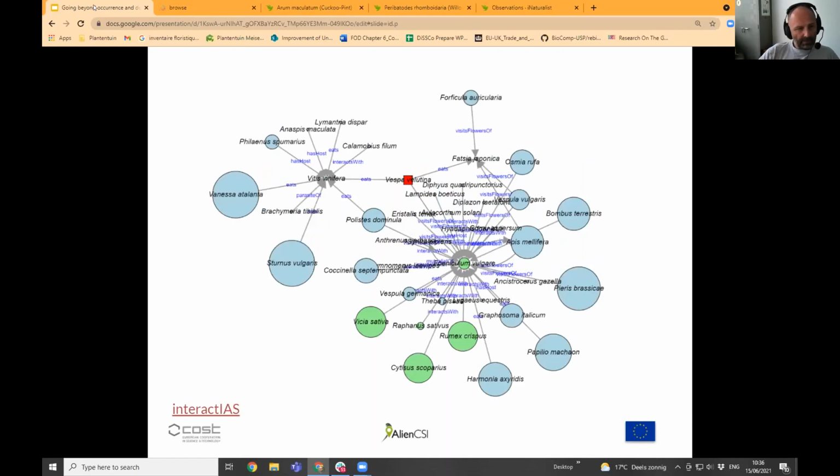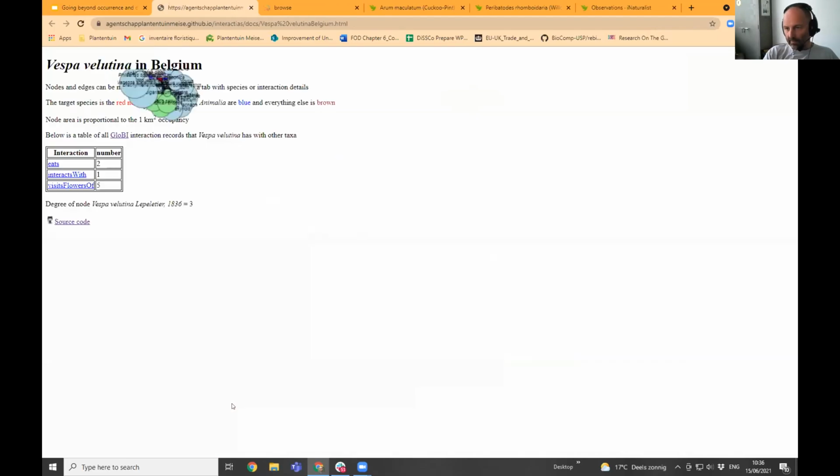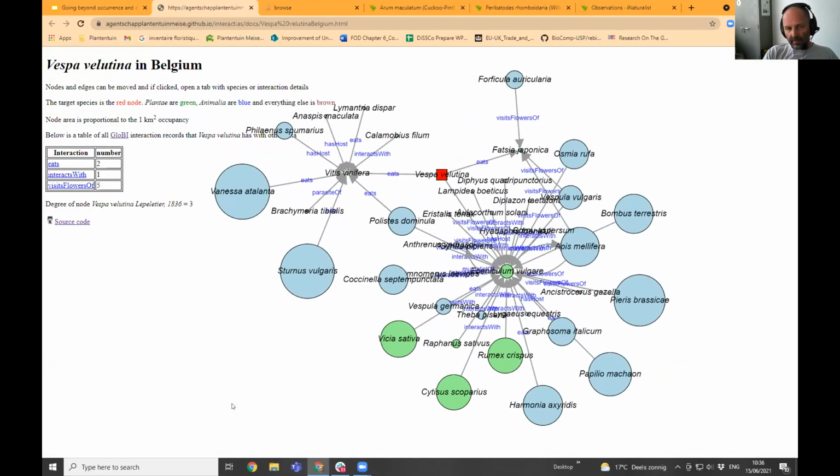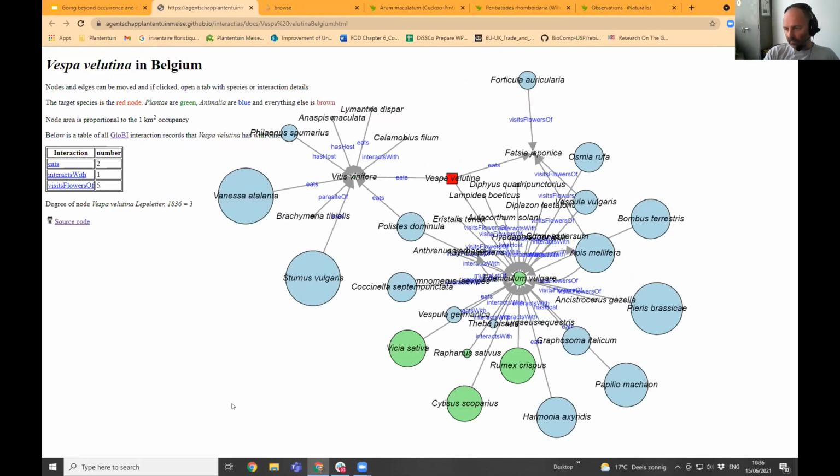As Tim said in his early introduction, I worked on a script almost 2 years ago now, which still needs publishing, which combined Globi data with GBIF data to create visualizations of interactions. If I click on here, we'll go to the dynamic interaction. I talked about these before. Many of you have heard this before, but the circle size is related to the occupancy, in this case in Belgium, of that particular species. The green means plant, the blue means it's an animal, and it has various different interactions.